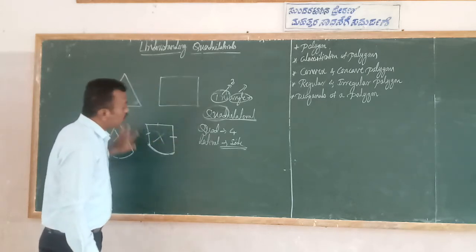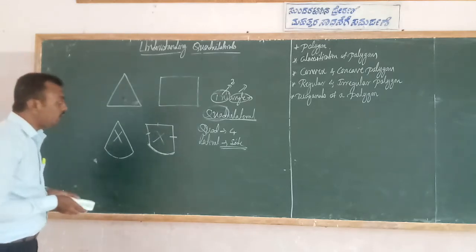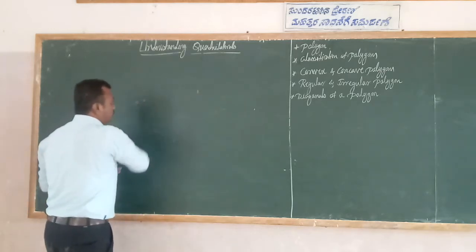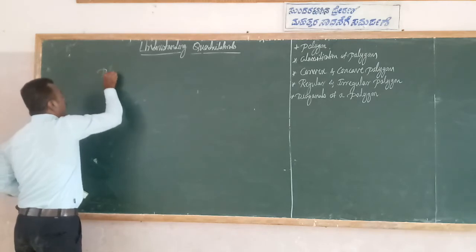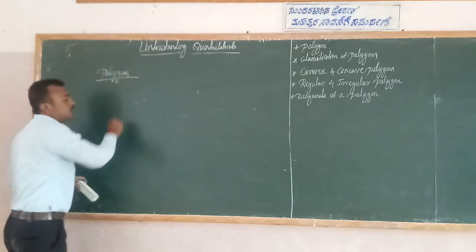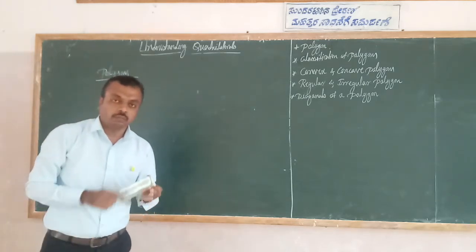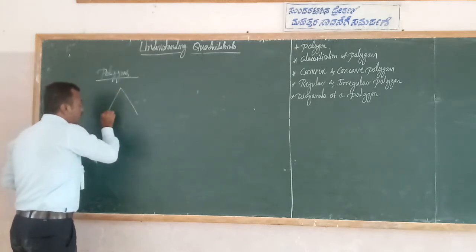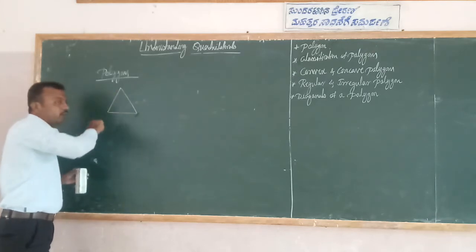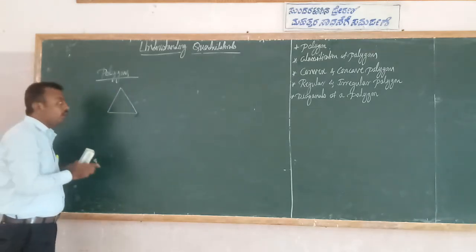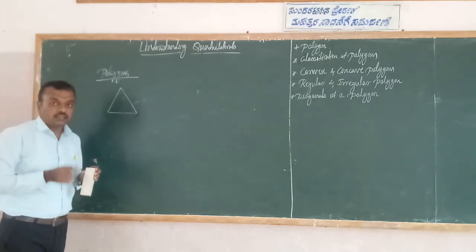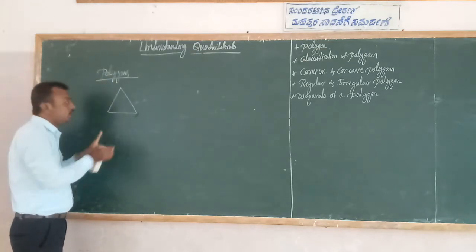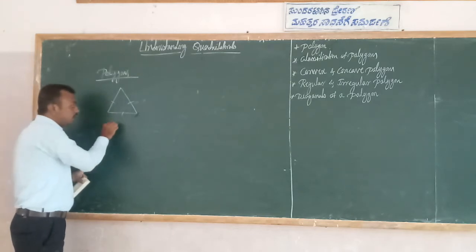For these quadrilaterals and triangles, generally we call them what? Polygons. Poly means many. A polygon is a closed figure bounded by three or more line segments. For example, this is one polygon. How many sides does it have? Three sides. Therefore, we call it a triangle.